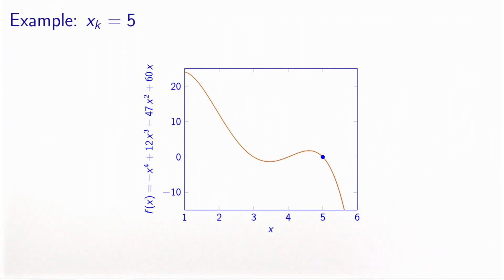Let's take another example. xk equals 5 now. If I calculate the quadratic model at that point, what we obtain is a concave parabola.